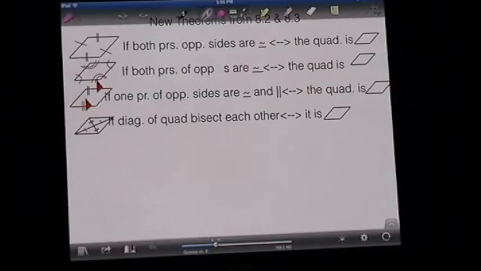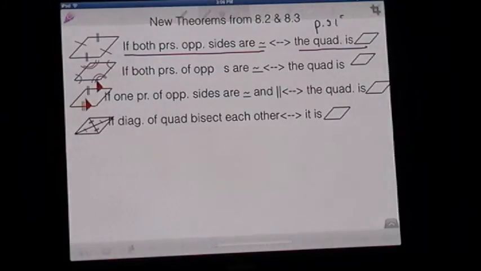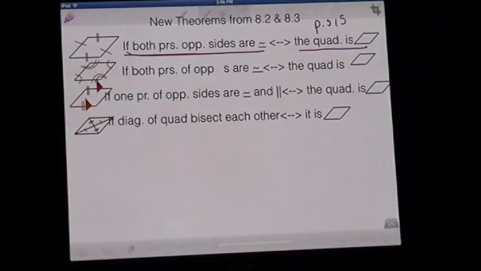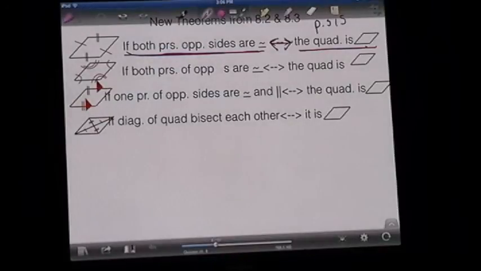Now, the one going forward, saying if it's a parallelogram, okay, starting over here, if the quadrilateral is a parallelogram, both pairs of opposite sides are congruent. That's found in 8.2, on page 515. But then in 8.3, it tells you, oh, and by the way, if both pairs of opposite sides are congruent, then the quadrilateral is a parallelogram. So rather than writing everything twice, let's just write it one time with a double arrow in the center.